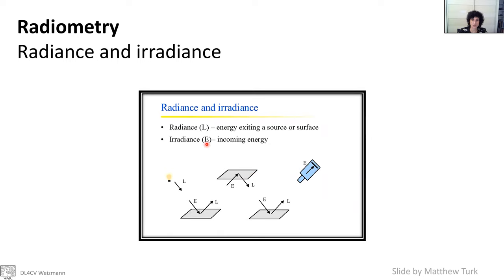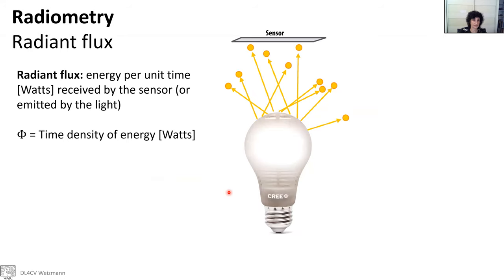Irradiance is the incoming energy to the surface, to the sensor, etc. The radiance is the energy which goes out, exiting from a surface, and it's denoted by L, like this. In a minute you will see what the difference is in mathematical terms, but just to have the flavor.